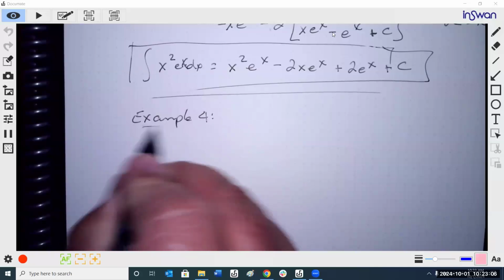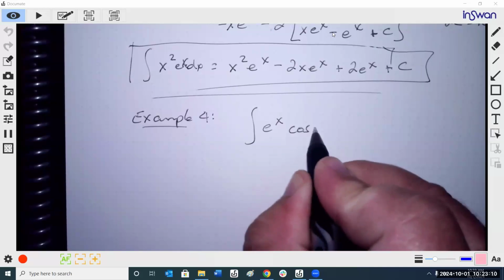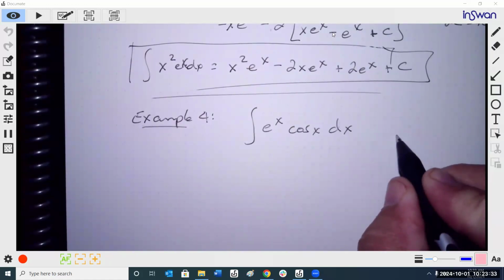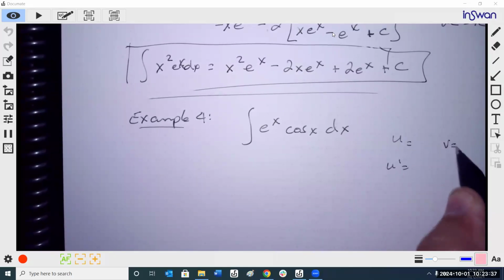Example 4: the integral of e to the x cosine x dx. Integration by parts is used because we don't have a chain rule type rule for integration. We have a chain rule for derivatives, which gets us to this problem. When we go backwards, we have to do it by parts. The first thing we have to do is label our variables.